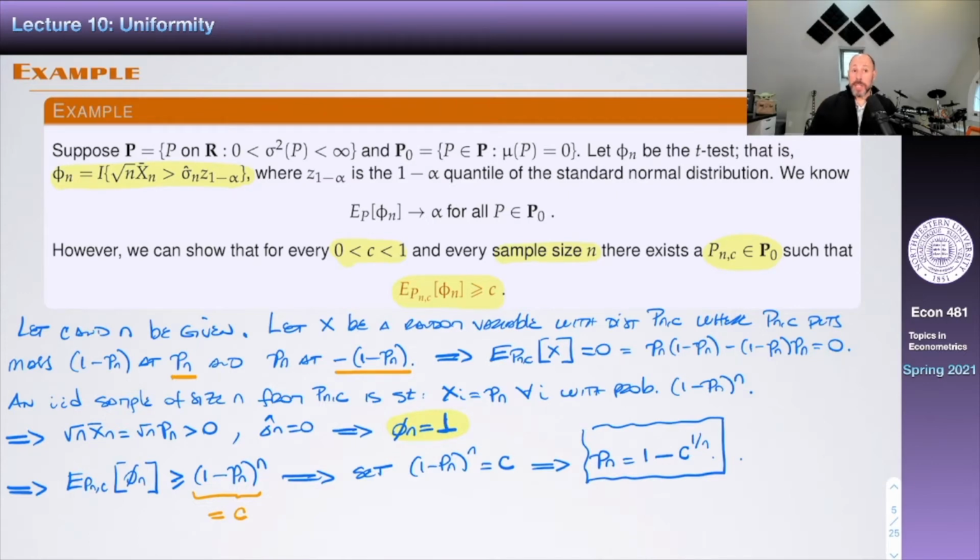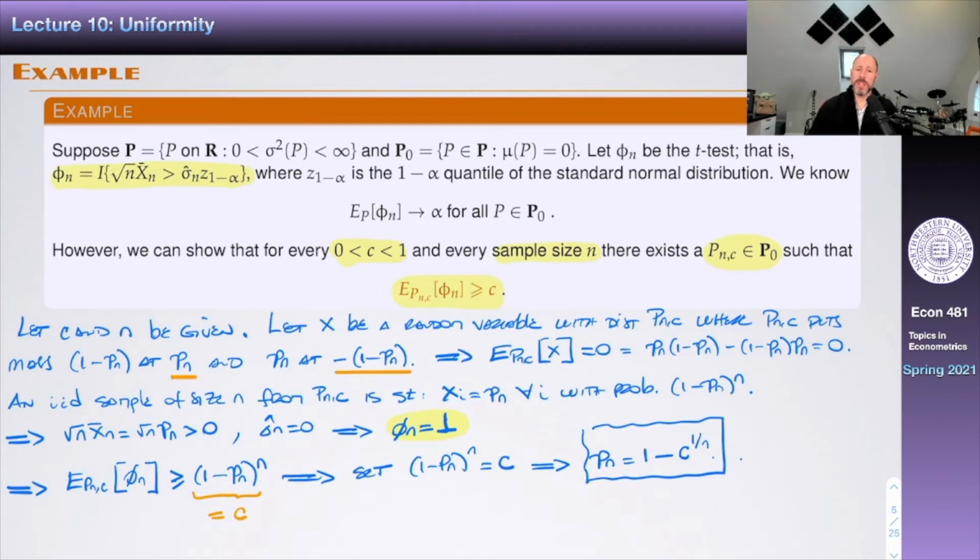So I want you to stare at this slide right now, because we're in a context in which we have finite second moments, we're testing the mean, and we want to use the t-test. And we know that the t-test is pointwise asymptotically level alpha. Well, you can find distributions that are by no means sophisticated. Next class, we're going to make it more sophisticated.